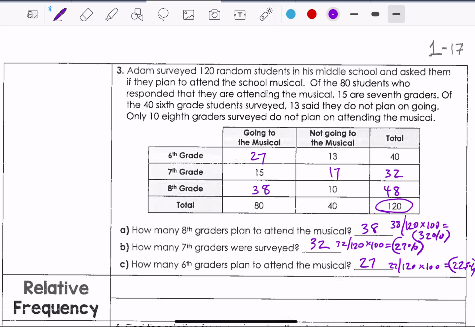So in your notes, you need to have these percentages, because that's going to be a question that you're going to have to answer for homework. So not only figure out the numbers in the table, but then figure out the percentages. And we will do relative frequency next.